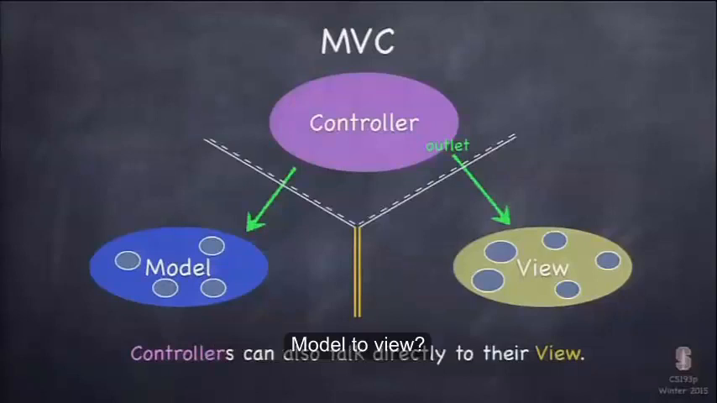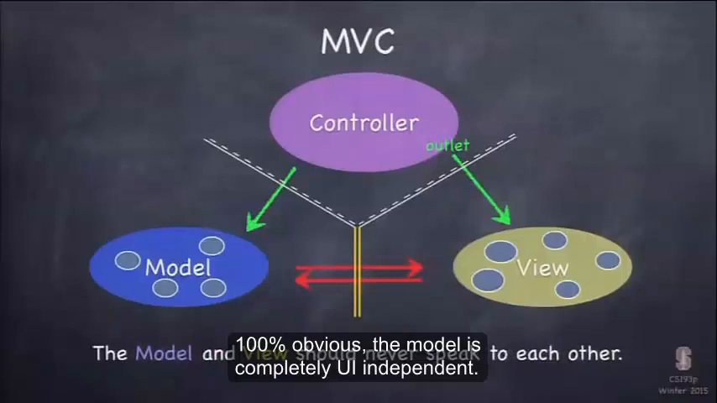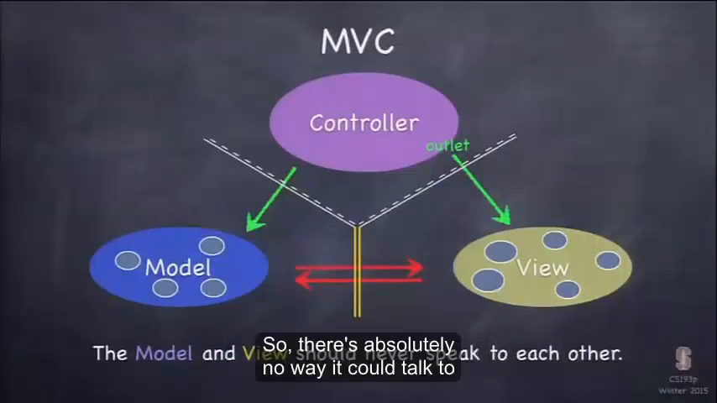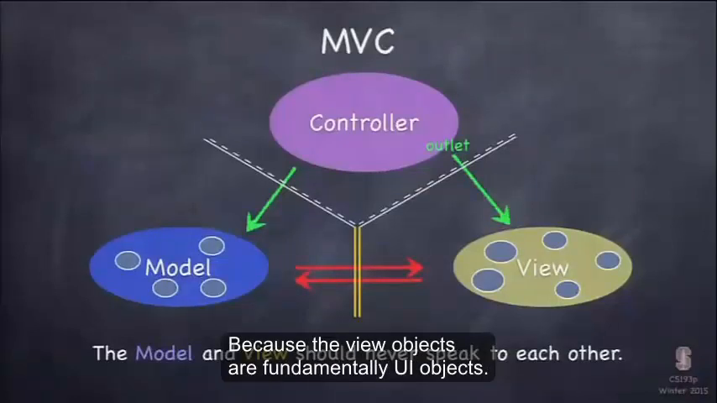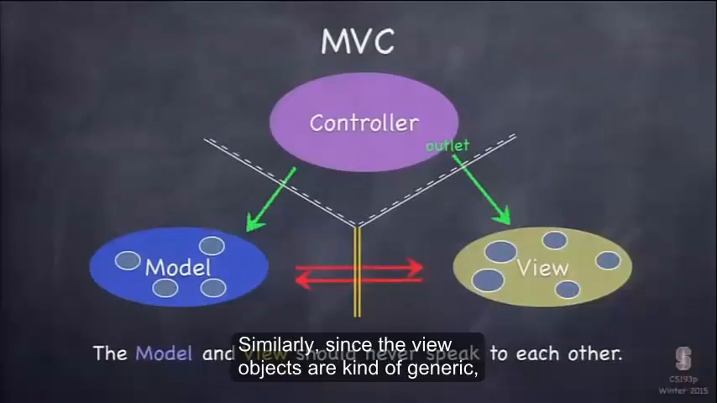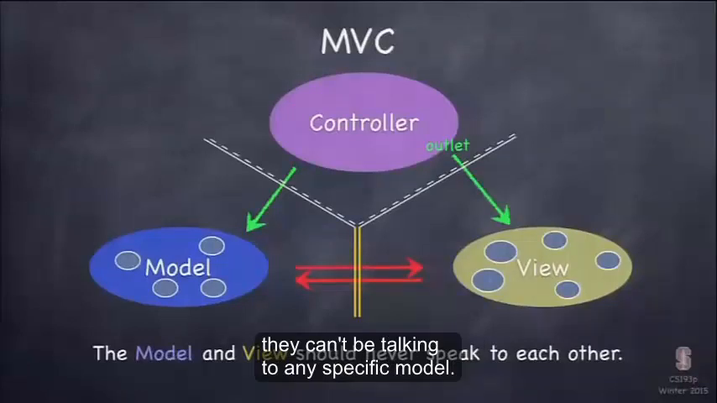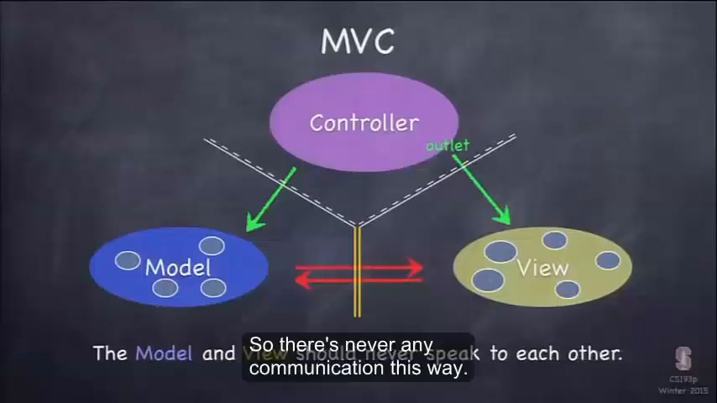What about this communication, model to view? Never. And why is that? It's 100% obvious. The model is completely UI independent, so there's absolutely no way it could talk to a view object or anyone in that camp, because the view objects are fundamentally UI objects. They're kind of generic, but they're still fundamentally UI objects. Similarly, since the view objects are generic, they can't be talking to any specific model. They need a controller to interpret a model for them. So there's never any communication this way.